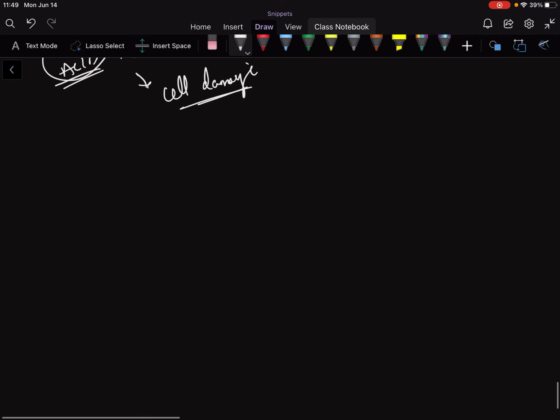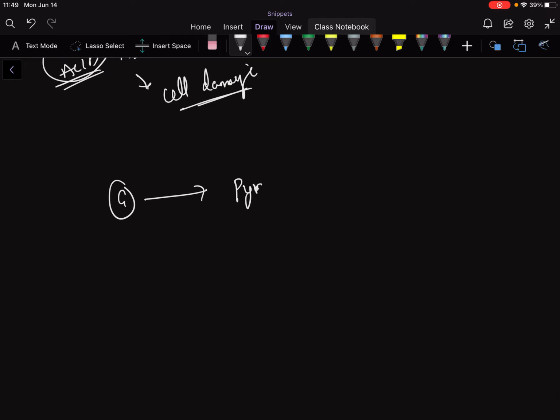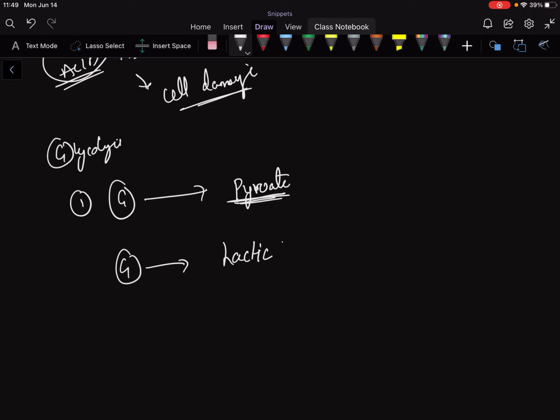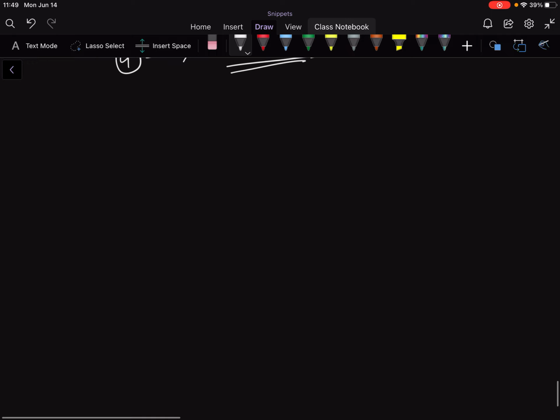So what is happening? Glucose is getting converted into pyruvate. The end product of glycolysis is pyruvate. So in glycolysis, one glucose is getting converted into pyruvate. That is aerobic glycolysis. But in the case of anaerobic glycolysis, one glucose is getting converted into lactate or lactic acid.